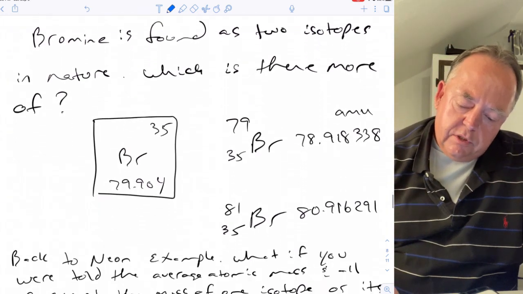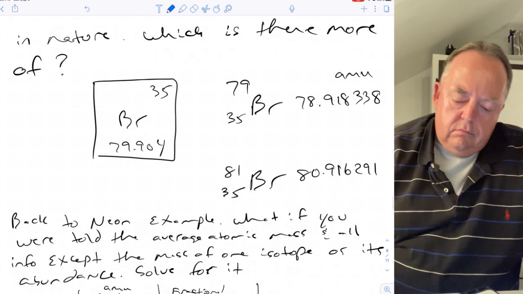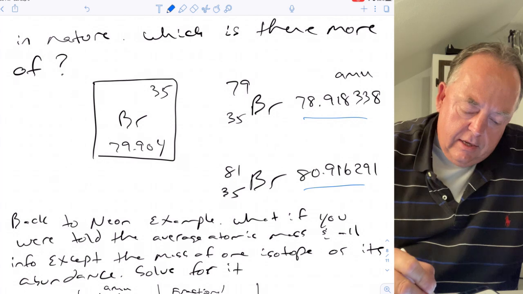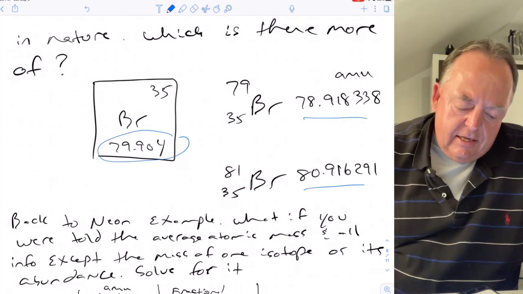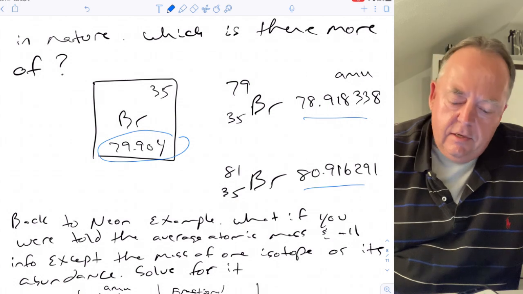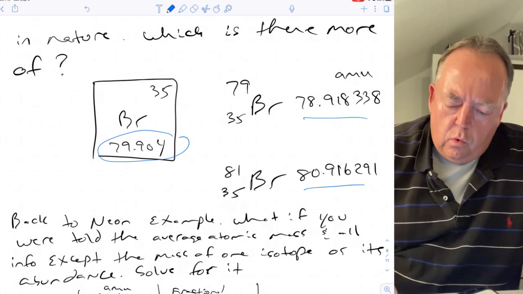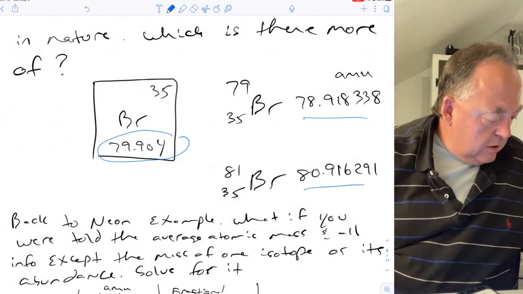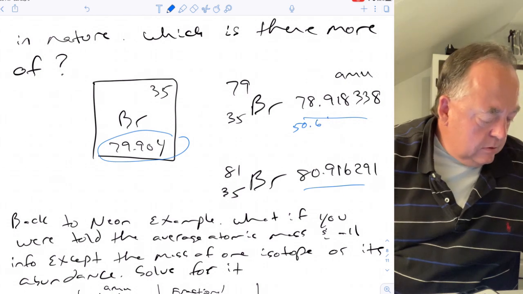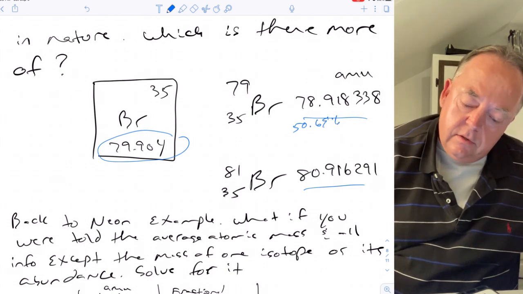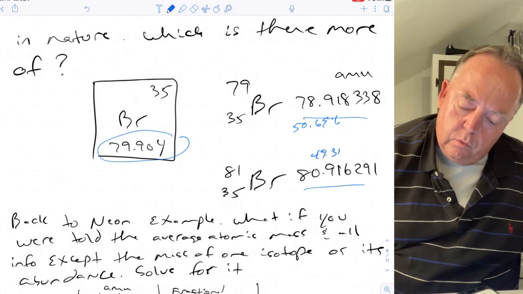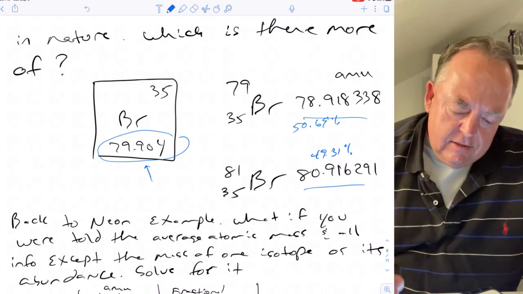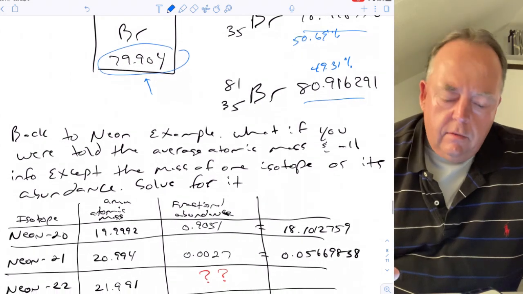Bromine's also found as 2 isotopes in nature. So in this case, I've given you the atomic masses for the 2 isotopes, and if you notice the average atomic mass, it's about 80, so it's about halfway in between, but it's a little bit closer to 79 than 81. So it's about a 50-50 mixture, but a little bit more bromine-79 than bromine-81. So there's 50.69% of bromine-79 and 49.31% bromine-81, right? So you can look at the average atomic mass and figure out, without doing any work at all, which one is more abundant in nature.